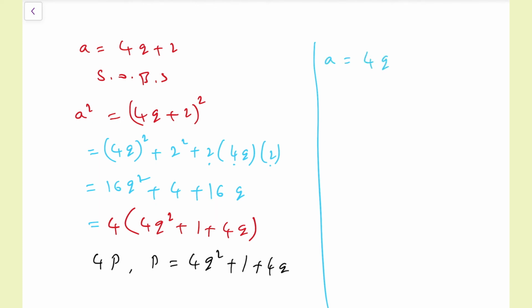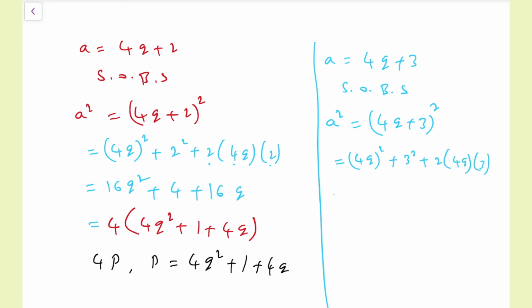A equals 4q plus 3, squaring on both sides. A square equals 4q plus 3 whole square. Again 4q plus 3 whole square is in the form of a plus b whole square. So if we expand it, we will get 4q whole square plus 3 square plus 2 into 4q into 3. That equals 4q whole square 16q square, plus 3 square is 9, plus 2 into 4 is 8, 8 into 3 is 24q.